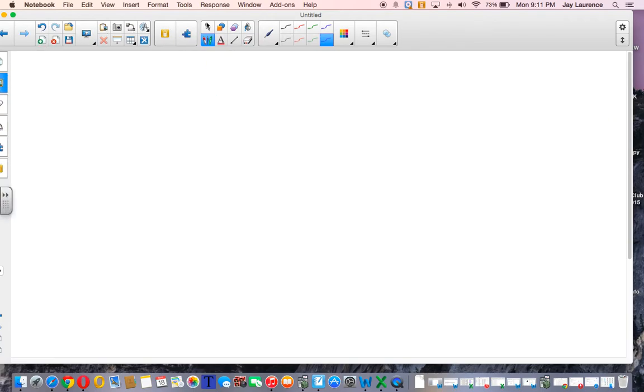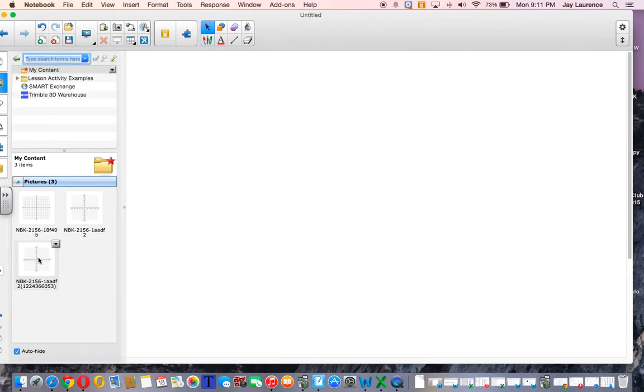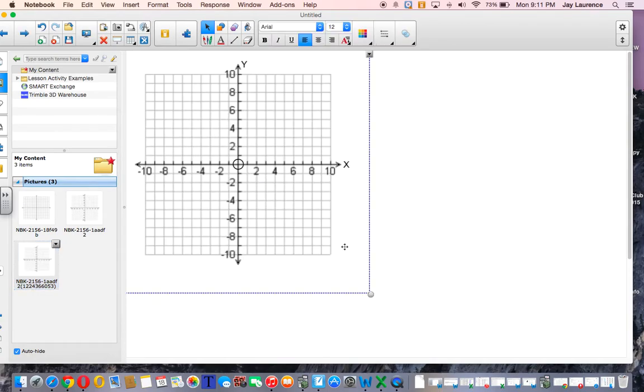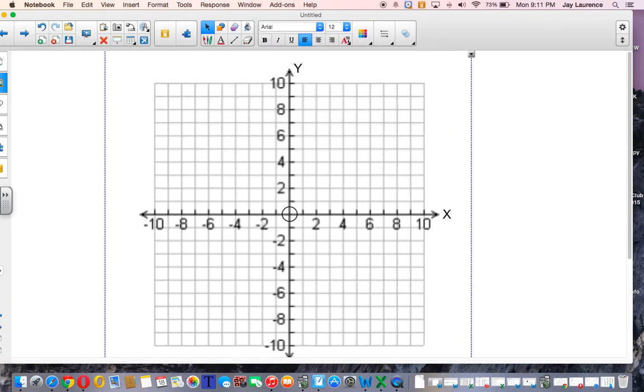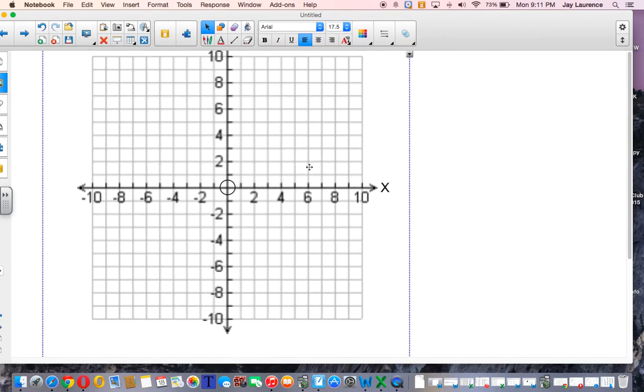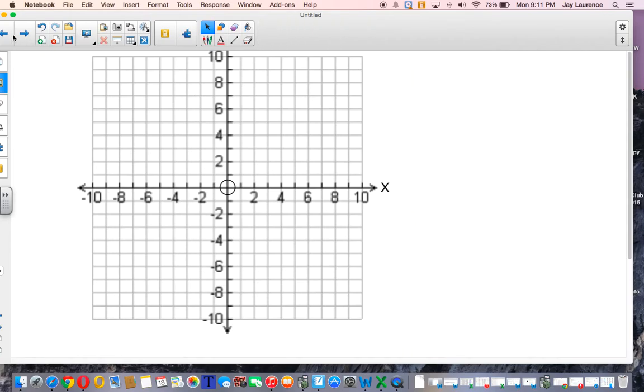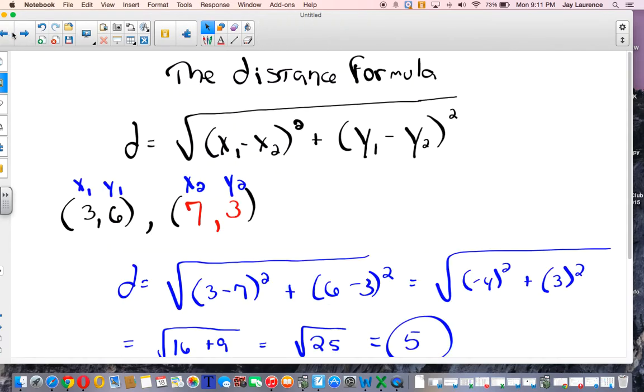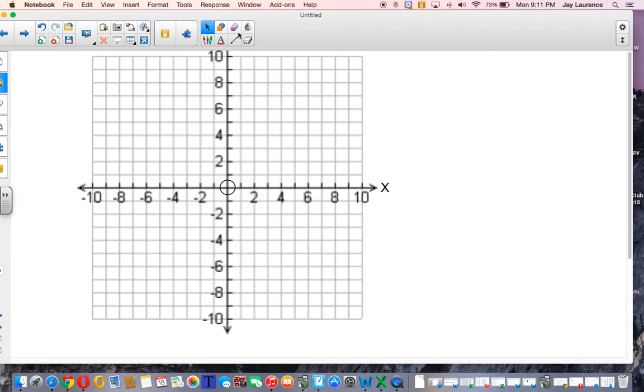Now, if you didn't believe me and you were stuck and couldn't remember what to do, you could plot the 2 points. Let me get a graph out here. And let's see, what were the points? 3, 6, and 7, 3. So 3, 6 would be located right there. And then 7, 3, 1, 2, 3 would be right there.